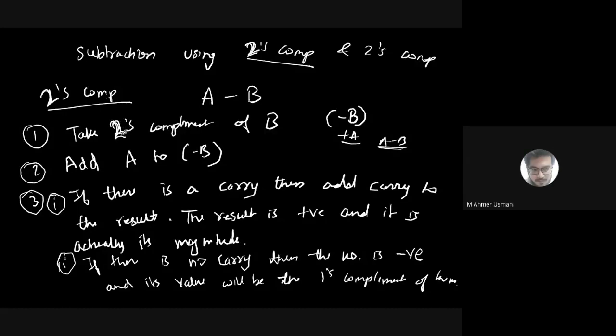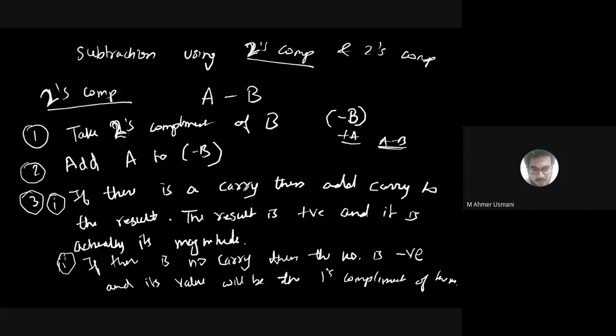यहाँ पे सबसे पहला step होगा, take 2's complement of b. After taking 2's complement of b, what we'll get? It will be minus b only. Minus b ही मिलेगा हमें. After that, step number 2. Will there be any changes in step number 2? No. So add a to minus b. We'll do exactly the same.